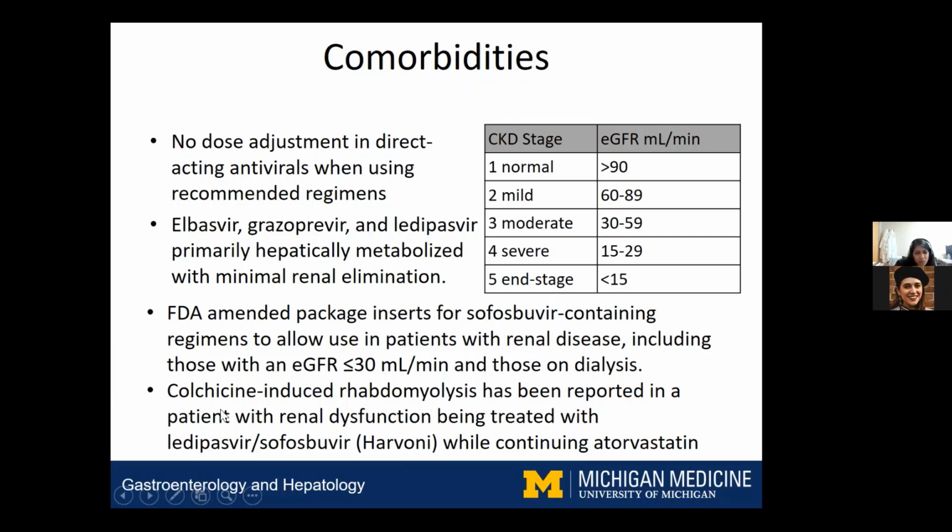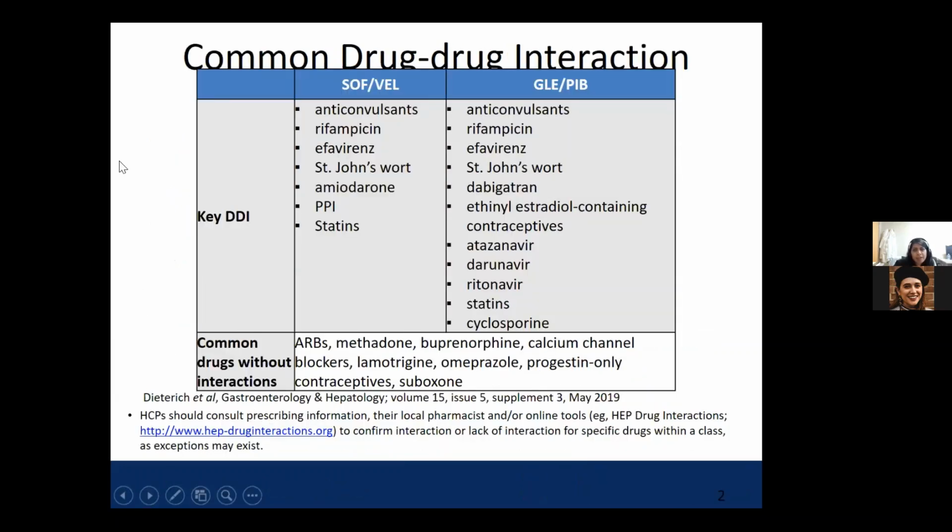There have been reports of colchicine-induced rhabdomyolysis in patients with renal dysfunction being treated with Harvoni, ledipasvir, and sofosbuvir while continuing atorvastatin. This is a very specific combination of medications that can lead to adverse events to be aware of. So it is very important before you select a treatment regimen to review a patient's current list of medicines and be aware that there are potential drug-drug interactions before starting hepatitis C treatment.